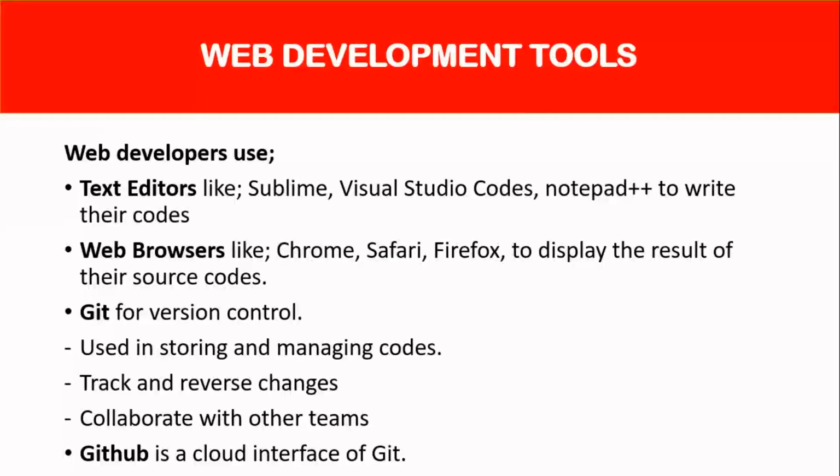Then we have GitHub. GitHub is a cloud-based Git. It's basically the cloud interface of Git. So instead of storing these versions or repositories only on Git on our local PC, we want to store them somewhere that we know is secure, where we can't easily lose them. That is what GitHub is all about. It's just the cloud interface of Git. So these are the tools that we'll be needing in the course of this course.